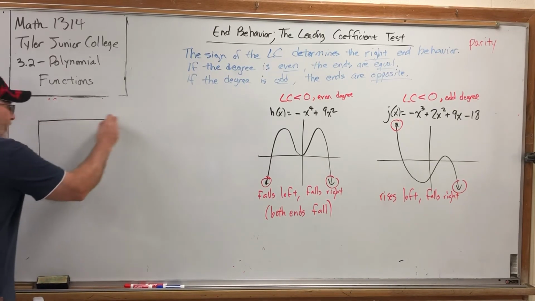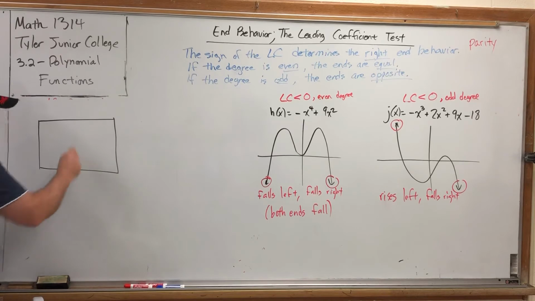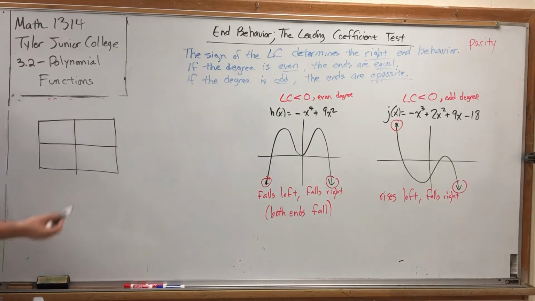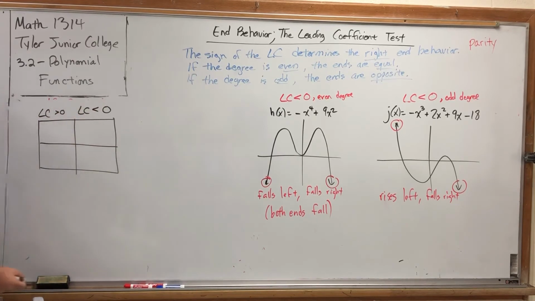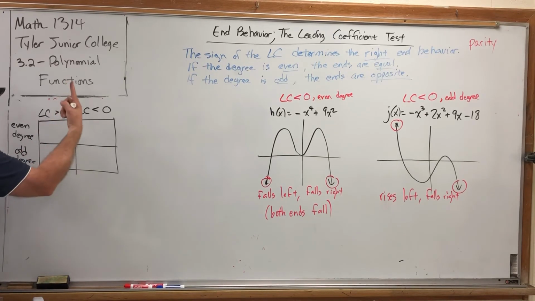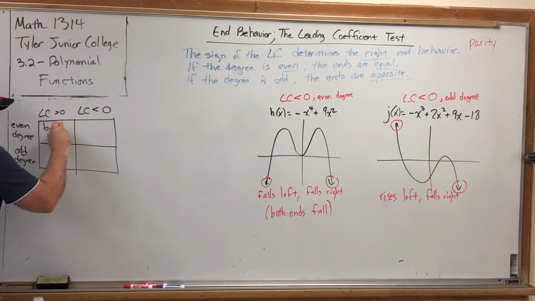Because we're asking 2 binary questions. Binary meaning it has 2 answers. We're asking the question about the leading coefficient being greater than 0 or less than 0. And we're asking about whether it's an even degree or odd degree. Remember, the sign of the leading coefficient tells you what the right end does. Positive leading coefficient means the right rises. Even degree means equal ends. So under this circumstance, we have both ends rise.